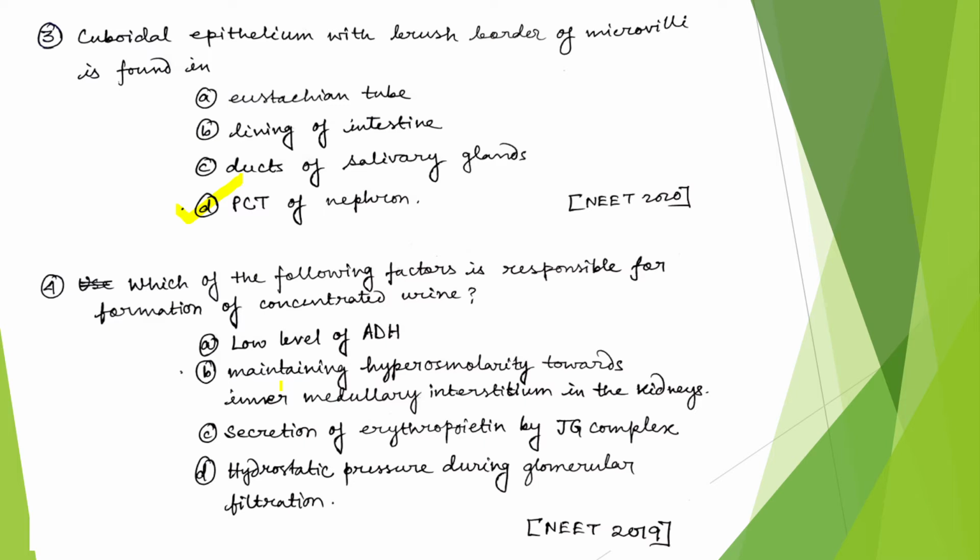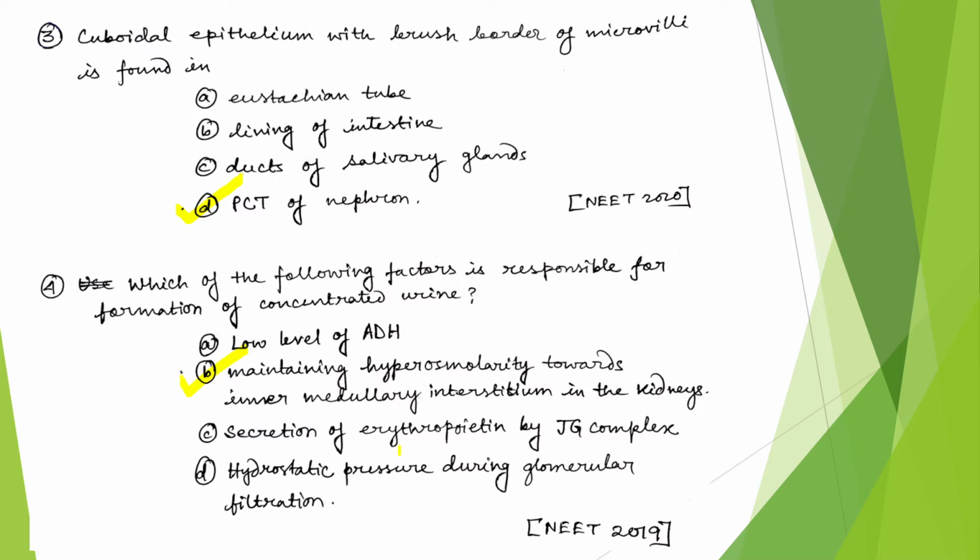Obviously, when the glomerular filtrate is going through the descending limb of the loop of Henle, water is reabsorbed from that glomerular filtrate. So the glomerular filtrate becomes hyperosmolar in nature as it reaches the tip of the medulla. In the inner medullary portion, hyperosmolarity is maintained, which is important for concentrating urine, because water is reabsorbed from the glomerular filtrate. So option B could be the right answer. Though option B is the right answer, we know, but let's see the other options too.